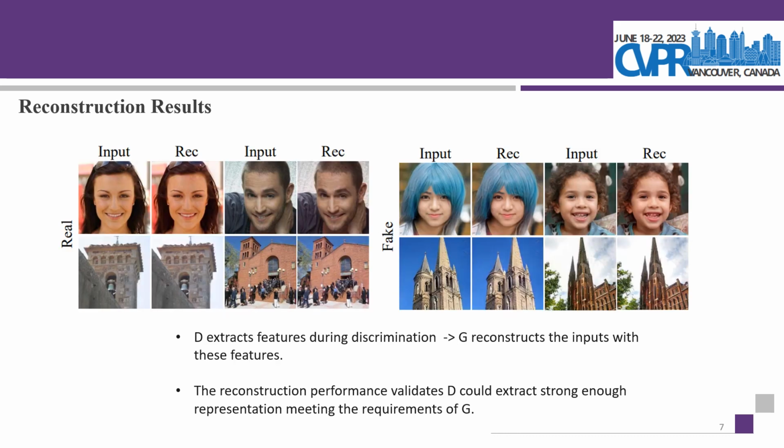We also visualize the reconstruction results. Recall that we first adopt D to extract features of the input images during discrimination, and then we send these features to G to reconstruct the inputs. The reconstruction performance validates that D could extract strong enough representation, meeting the requirements of G, and that the view of D is successfully aligned with G.